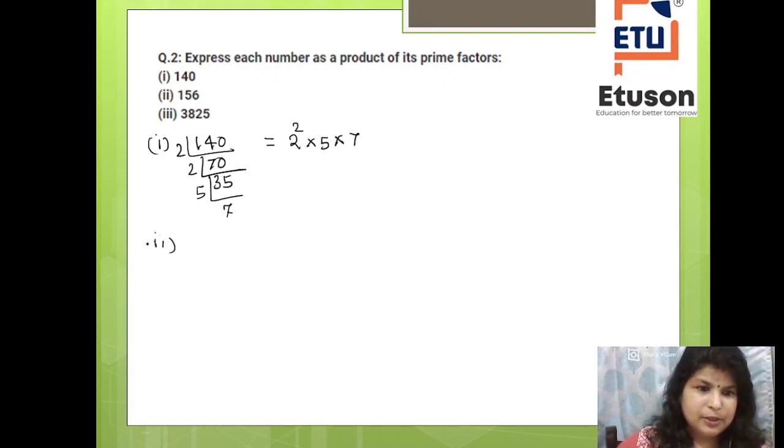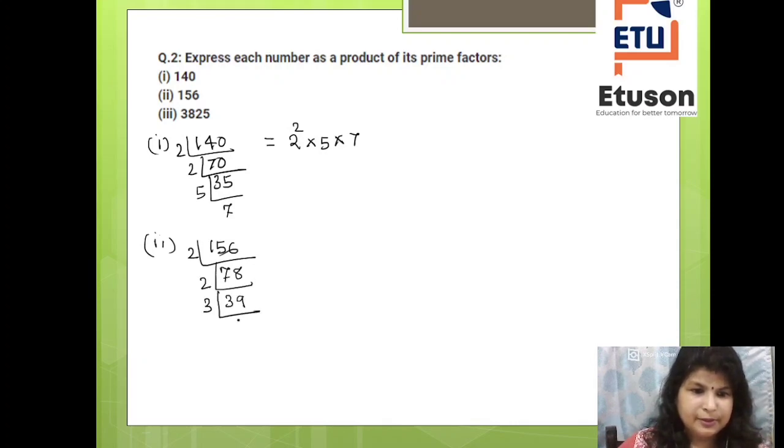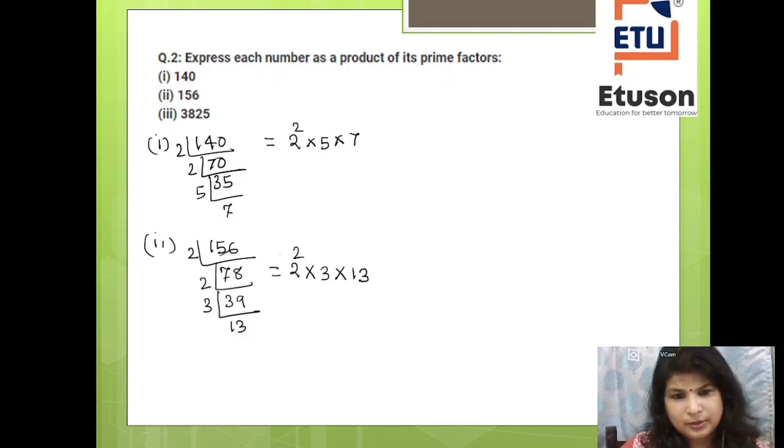Similarly, the second part is your 156. 156 divided by 2, you have your 78, right? So you have 78 divided by 2, you have 39. Divided by 3, you have 13. So the answer is 2 square into 3 into 13.